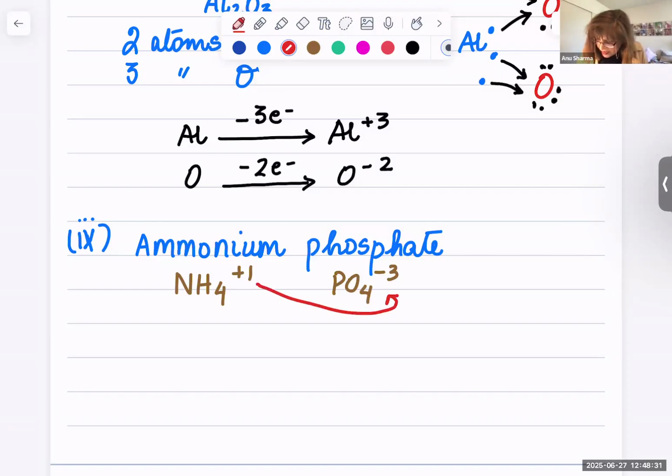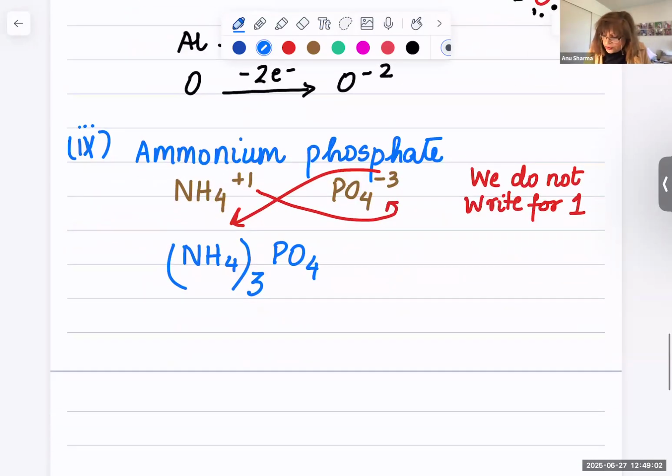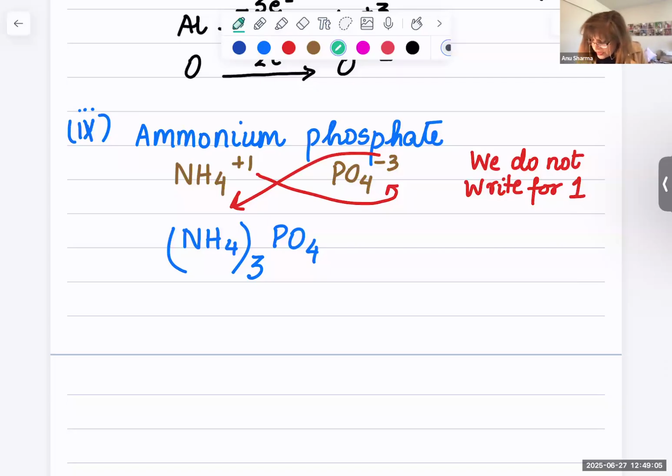This number comes here and this number comes here. We do not write 1. So don't write 1, don't leave it blank. But for 3, we will write it. So now we are moving 3 down to ammonium. Ammonium also is a polyatomic ion, so it will now go in brackets. And phosphate is 1, but ammonium is 3. So this means that 3 ammoniums are needed to balance out with 1 phosphate.